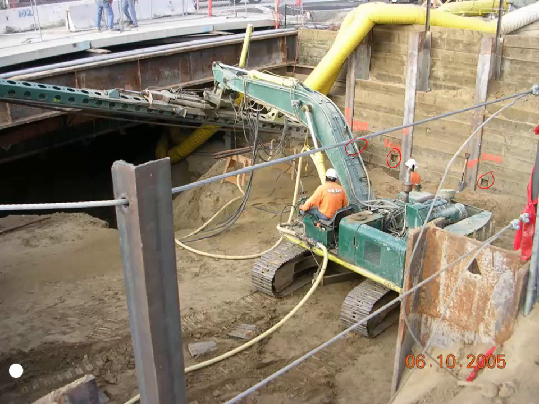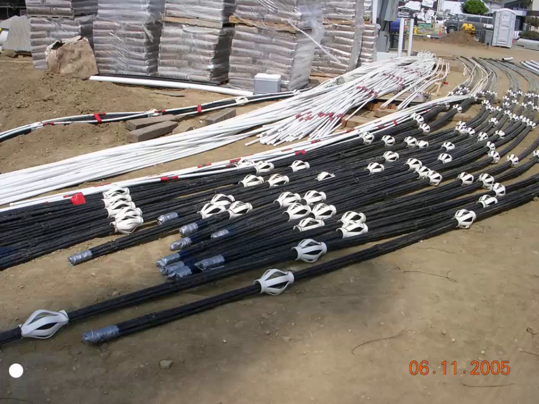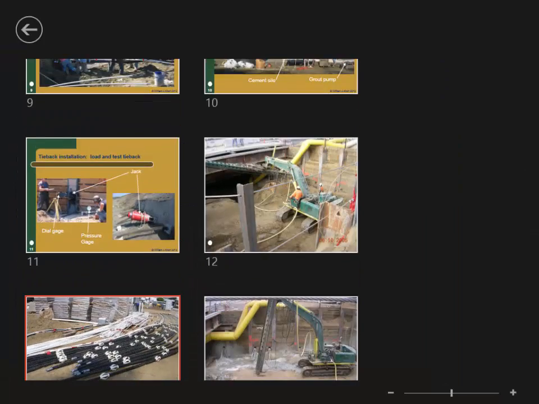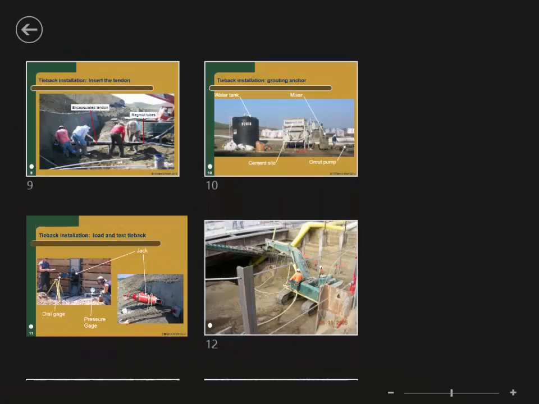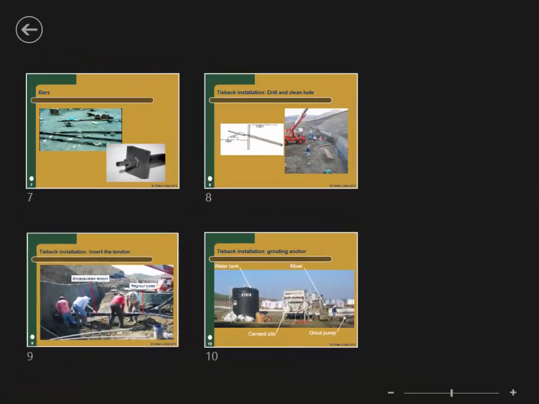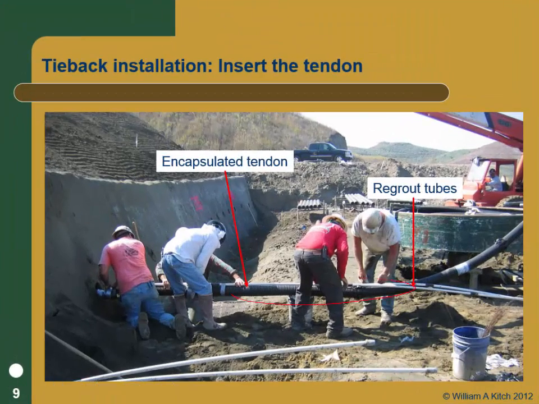Here's their drill rig that's going to drill the holes for the anchors. These are the anchors they put in. In this case, these anchors were not encapsulated because these are temporary anchors. That previous set I showed you had the encapsulated tendon. So here we have the encapsulated tendon. That was for a permanent installation.